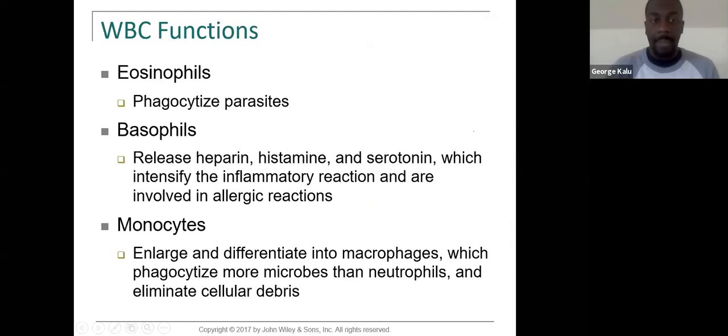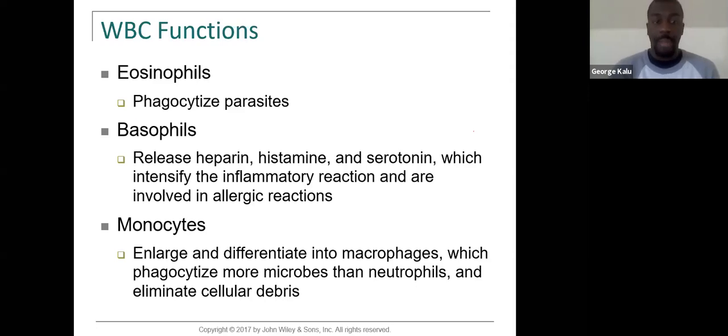The second type of white blood cell are the eosinophils, which usually have a more reddish color. And their job is to phagocytize any parasites. Okay? So any worms that our body gets exposed to, the eosinophils are responsible for fighting off those parasites.